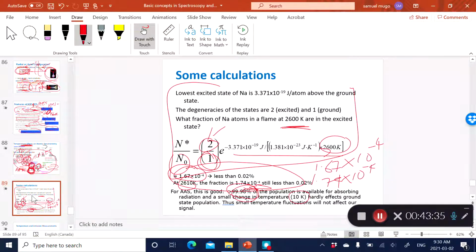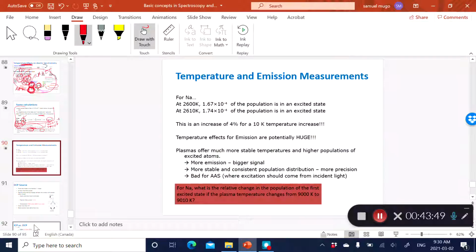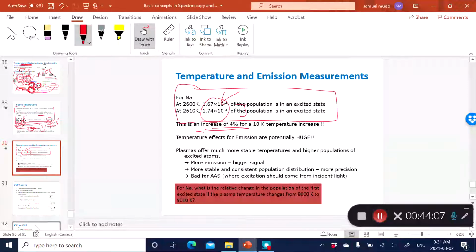And so the 10 degrees Kelvin difference really doesn't affect the population of the atoms in the ground state, okay? But if you look at atomic emission spectroscopy, between those 2 temperatures, and you take the difference between these 2 numbers and divide it by that number, then you're going to see that just this 10 degrees Kelvin causes an increase of 4% between these 2 numbers. Meaning that the 10 degrees Kelvin causes a 4% increase in the number of atoms at an excited state.